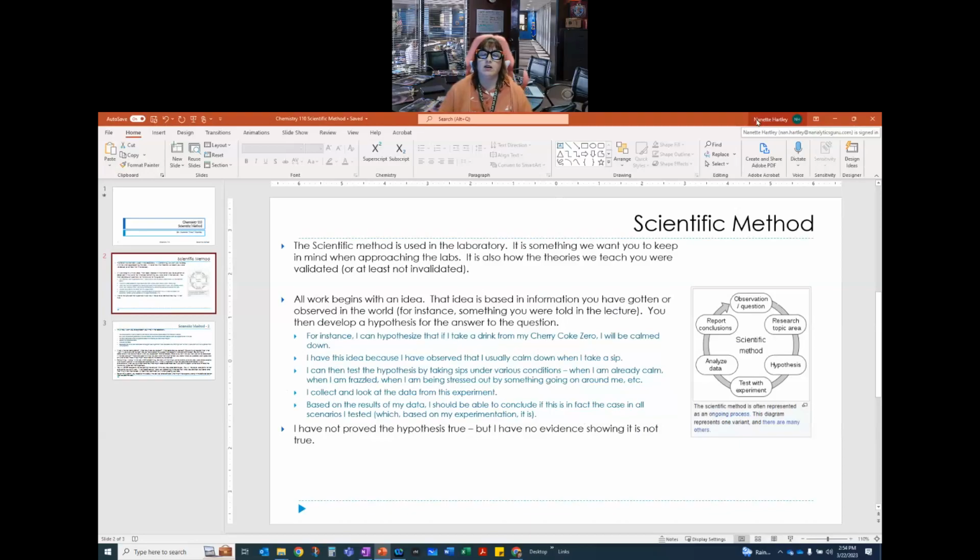So all things begin with an idea. That idea is based on information that we've gotten or observed in the world, something that we were told in the lecture. You form a hypothesis, an idea for that question, to get an answer.